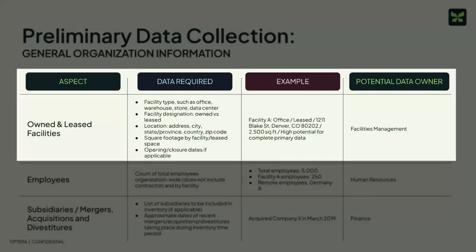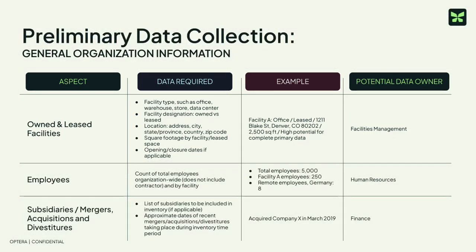First, it will be necessary to identify all the facilities owned and leased by your organization. For each facility, identify the type of facility, such as office or warehouse or factory, whether it's owned or leased, its address, square footage, and potentially its operating dates. Your company's facilities management function is likely to have this data.